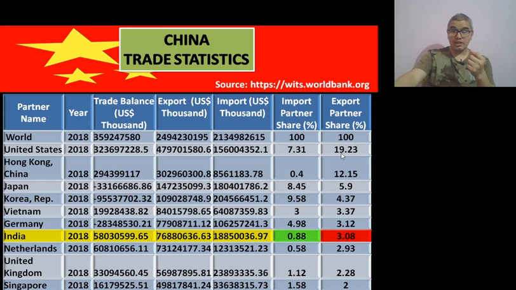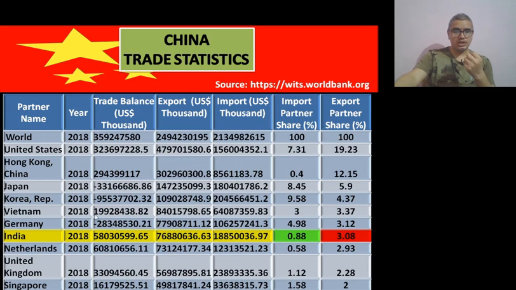The United States is the highest importer of Chinese products. See here, almost 19% of goods exported from China go to the USA. Isn't this an interesting figure? If you see Vietnam, China has a border dispute with Vietnam also, and we see that China exports a higher percentage of goods to Vietnam than to India.